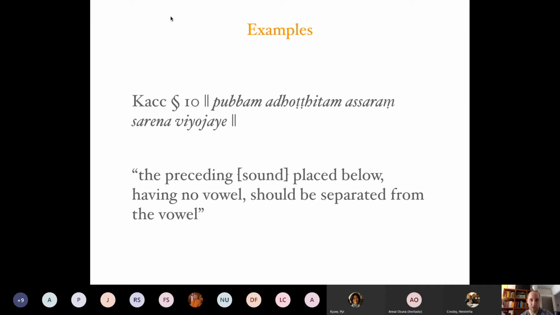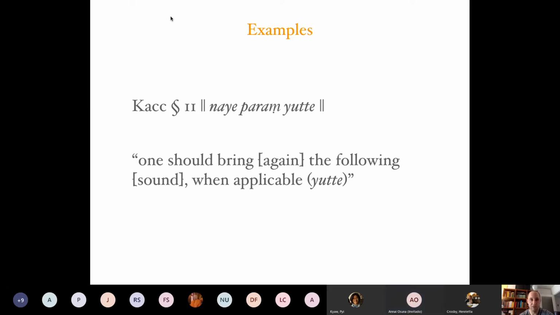The meaning would be something like: the preceding sound, which is placed below and has no vowel, should be separated from the vowel. That means the consonant should be separated from the vowel. And because that's in the context of sandhi, we understand that this is when we are trying to produce sandhis, or to operate with sandhis and vowel coalition and so on. And Kaccāyana 11 is the counterpart of the previous rule and says: na ye param yutte. One should bring again the following sound, when applicable. So after the process of sandhi, if applicable, you have to put together again the sounds that you have separated according to Kaccāyana 10.